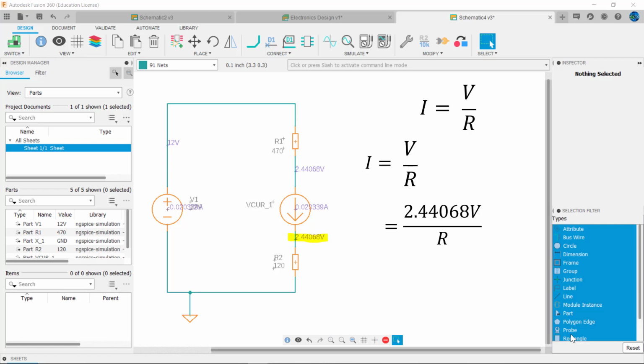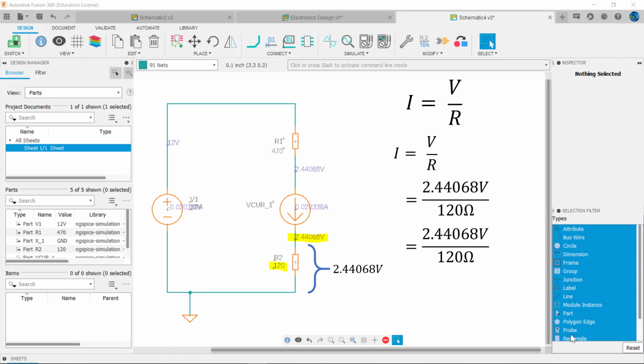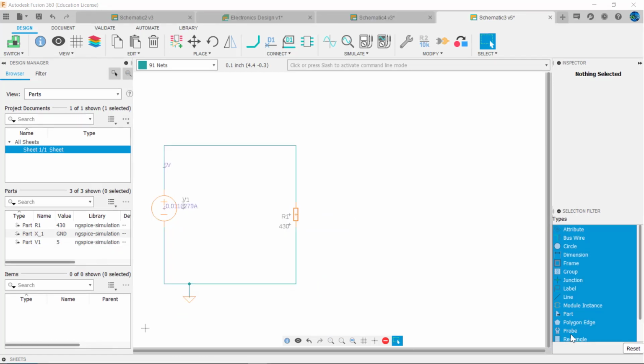2.44068 volts divided by 120 ohms. And so I equals 0.020339 amps, or 20.3 milliamps, matching the measurement made by the ammeter. A key thing to take away from this example is that if we know the voltage across a component and the resistance of that component, we can calculate the current flowing through the component.